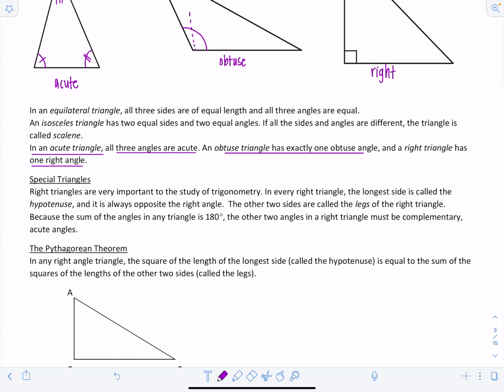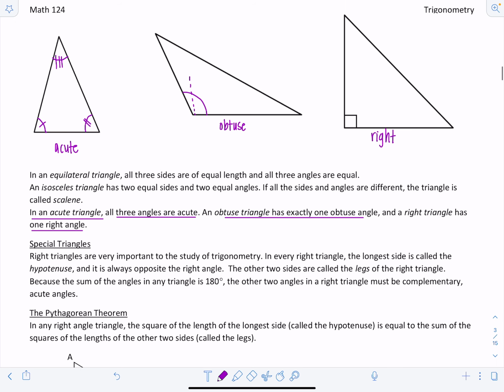Okay, now special triangles. Right triangles are very important to the study of geometry because in every right triangle, the longest side is called the hypotenuse, and it is always opposite the right angle. So let's go back to this picture here. This side is the hypotenuse. That's the longest one. That's opposite the right angle. Very important triangle. The other two sides are called the legs of the right triangle. It doesn't matter which is which. Here's a leg, here's a leg. Because the sum of the angles in any triangle is 180 degrees, the other two angles in a right triangle must be complementary acute angles. So they're complementary, they're going to add up to 90, and they're both acute. They're both less than 90.